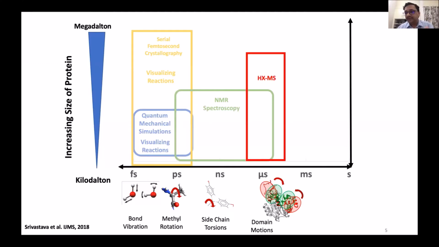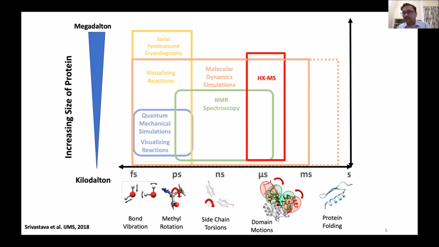At microsecond time scale, we can use hydrogen exchange mass spectrometry, again an excellent technique to study protein dynamics. Computationally speaking, molecular dynamics simulation is one of the most common computational methods, and it actually encompasses this entire spectrum of timescales that we can study. And now even with advanced simulations, we can also go up to seconds or so.